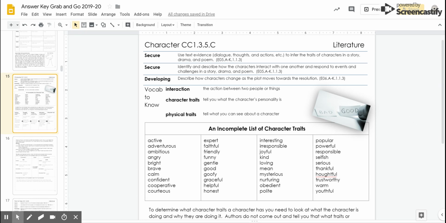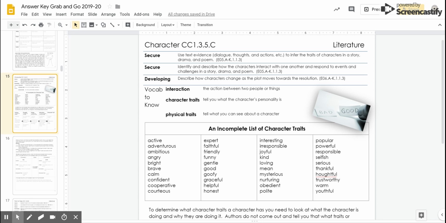We also need to be able to identify and describe how the characters interact with one another and respond to events and challenges in a story, drama, and poem. And we're describing how a character changes as the plot moves towards the resolution. Now that we're going to read some more complex stories this year, we're going to read stories that will take us longer to read. Our characters won't be flat. They won't be the same the entire length of the book or the novel. The characters will have room to grow through the events that are happening.